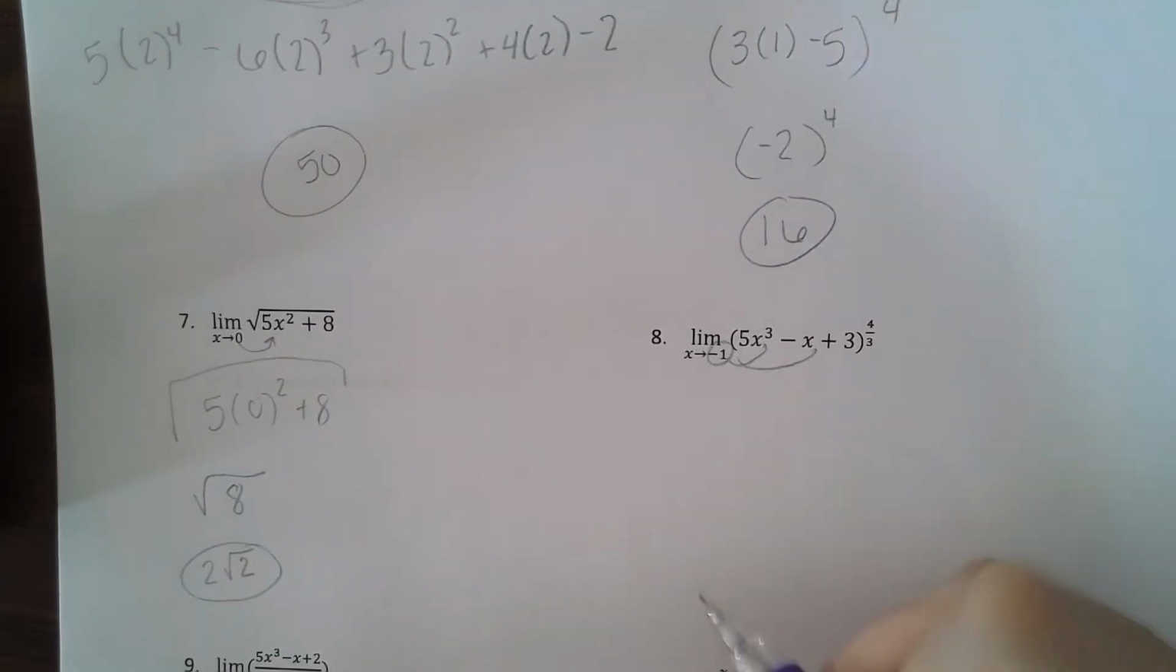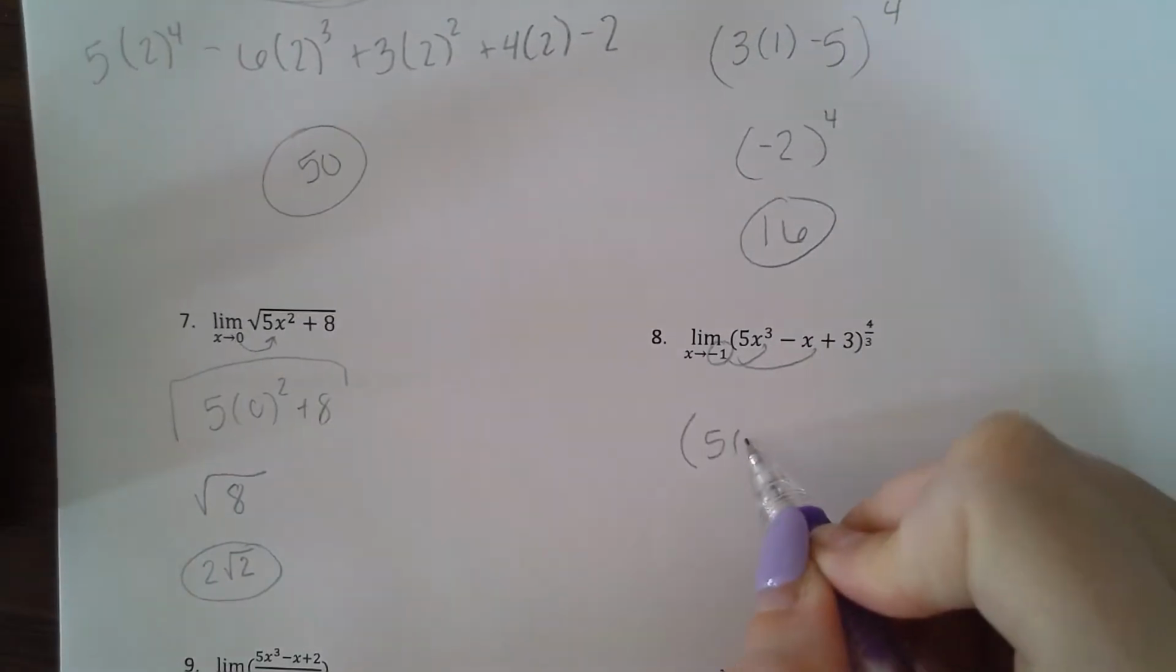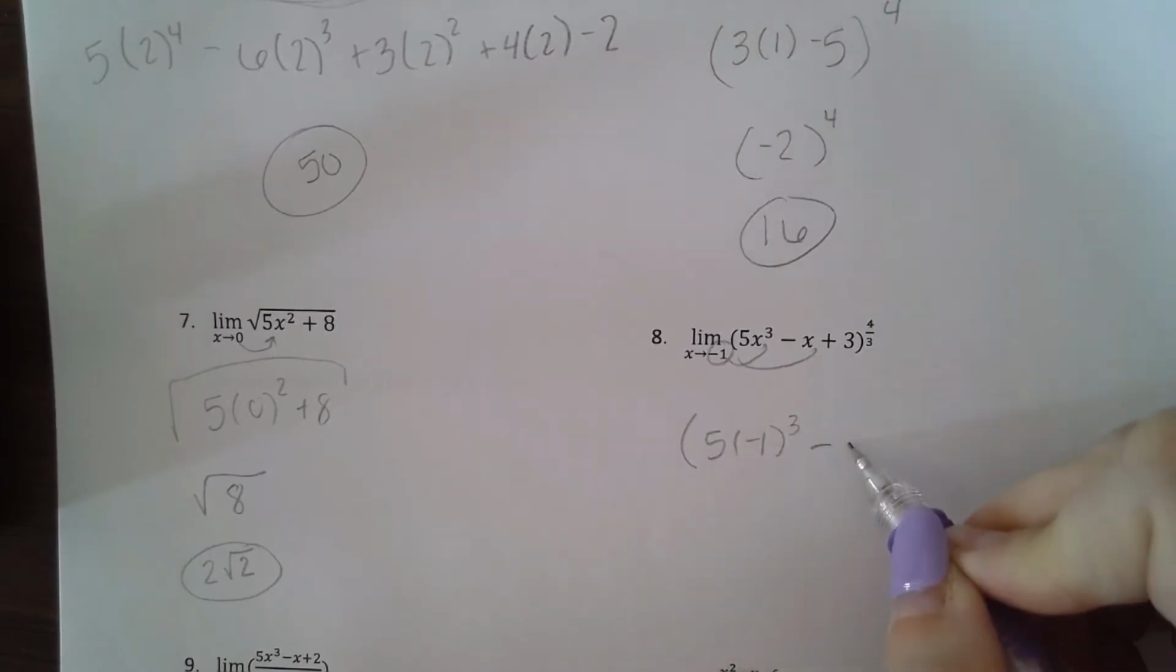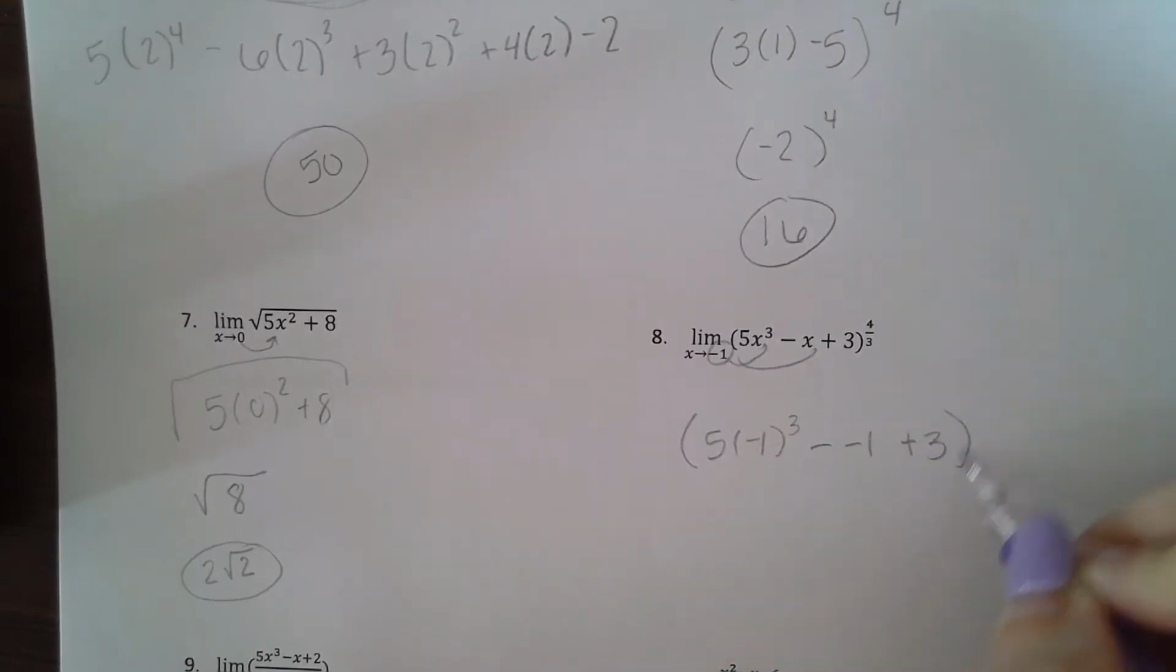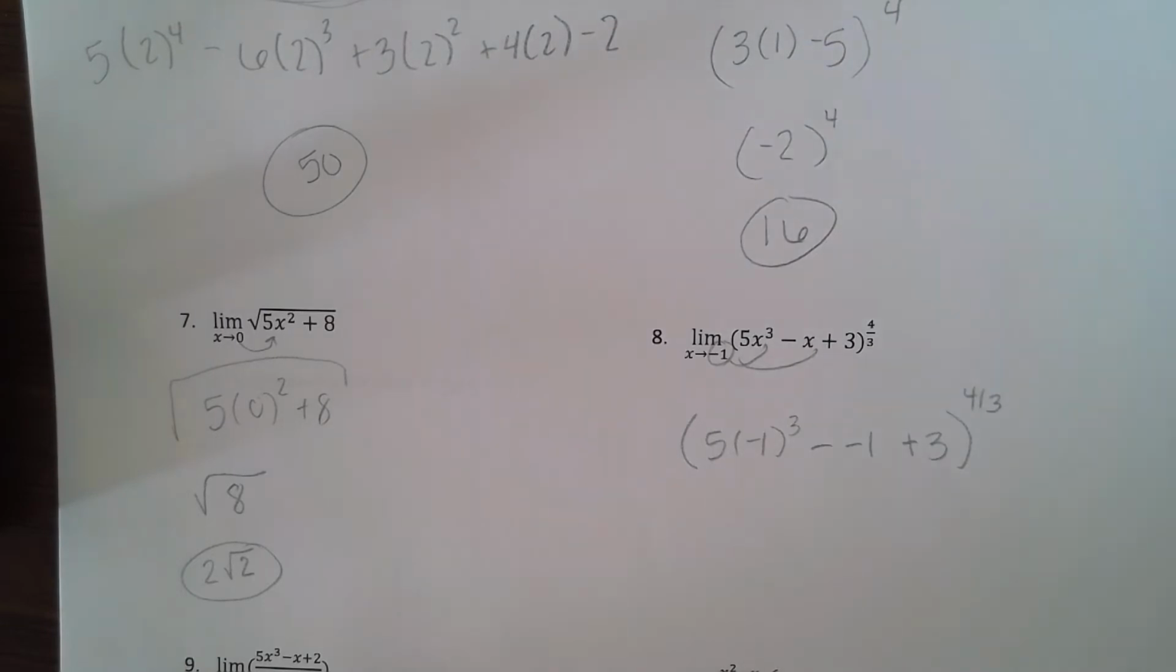Plug the 1 in here, negative 1 I should say, 5 times negative 1 cubed minus negative 1 plus 3, all to the 4/3.